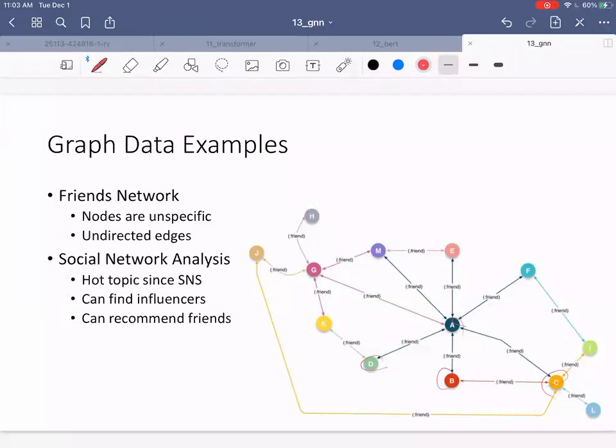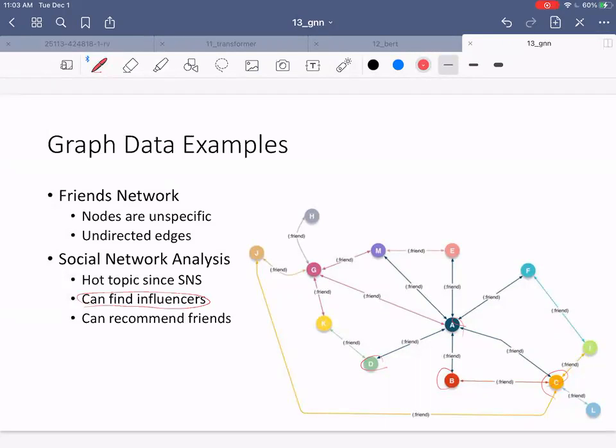So what you can do is you can find influencers. This is more like data mining rather than machine learning. So finding, studying or analyzing the friends network or social network and finding influencers so you can target them for advertisement. You know, it was sort of an issue in Korea with YouTube advertisement or commercial, like 뒷광고.